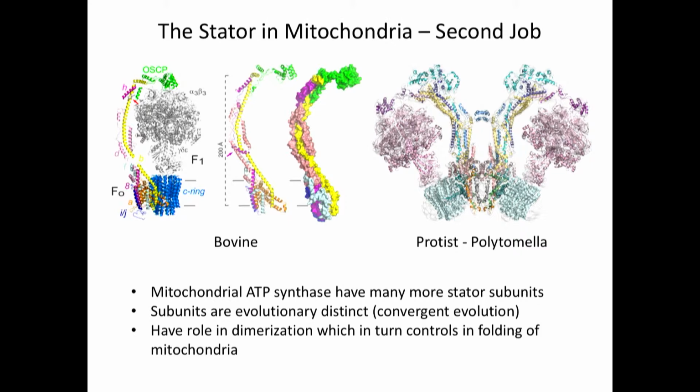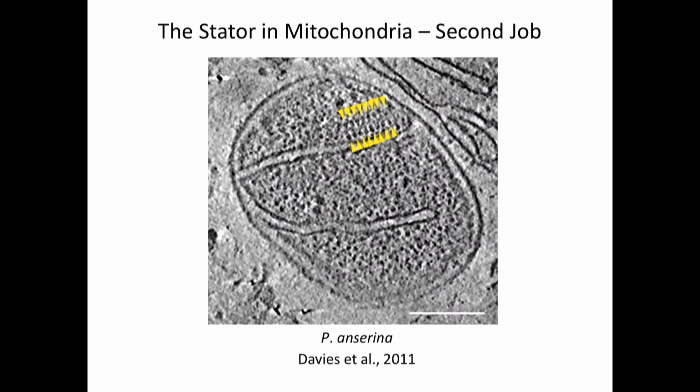This is showing you a slice through a tomogram of a mitochondrion. You've got the outer membrane, then the inner membrane invaginates. What's shown by the yellow arrows are 10 nanometer particles, which are actually the ATP synthases.